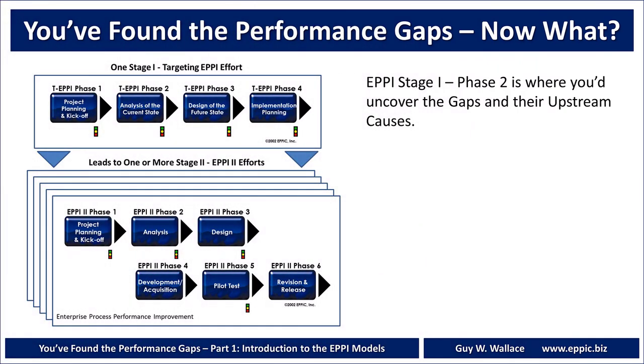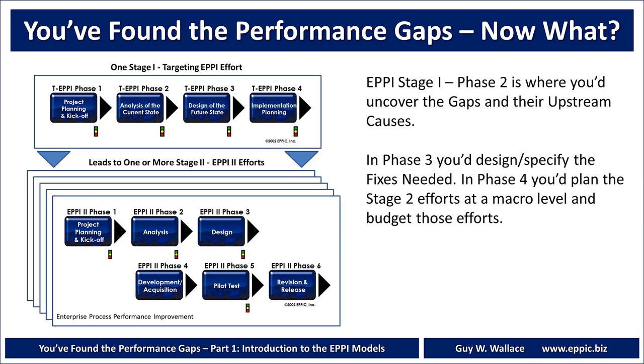So this is my framework for organizing projects to address enterprise process performance improvement. Stage one is where we uncover the gaps and their upstream causes, and we design a future state, and then we do some implementation planning, perhaps things to happen in certain waves, or maybe all at once, or maybe there are certain things we're going to forego because the cost of improving them isn't warranted by the value of the problem itself. Just because we can fix things and improve things doesn't mean we should. If it costs $100,000 to fix a $10,000 problem, we probably shouldn't address that. We should just live with it, let it go.